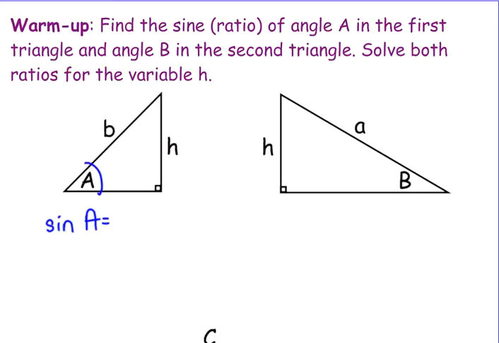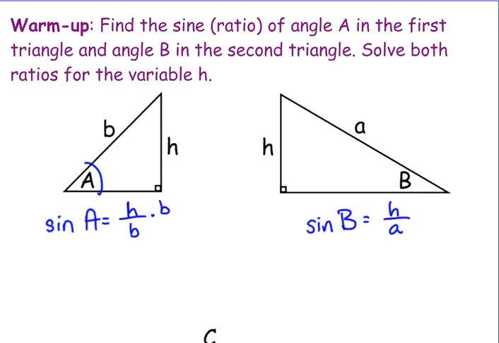Okay, so the sine ratio of angle A for the first triangle would be the opposite, h, over the hypotenuse, which is b. I don't mean to confuse you with using an h not on the hypotenuse, but I'm using h to represent the height, okay? Find the sine ratio for angle B. That is h over little a.